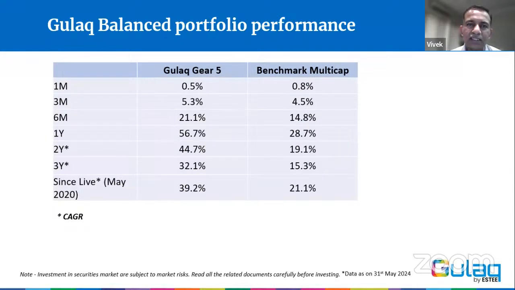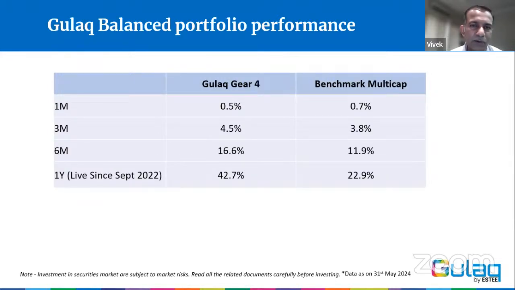Right? Now, these are the returns of Gear 5 as compared to the benchmark multi-cap index. In this specific benchmark, we have taken a custom benchmark in which 80% is equities and 20% is FD, because that's how you should compare it to Gulaq Gear 5, which has 80% equity and 20% debt. And if you see, even in this, the alpha generated over the last 4 years or so has been quite significant.